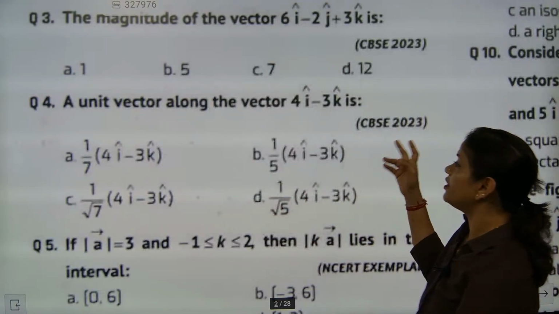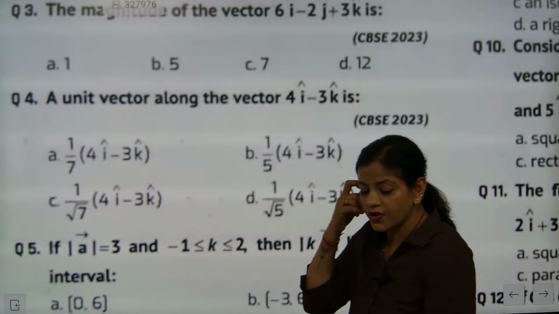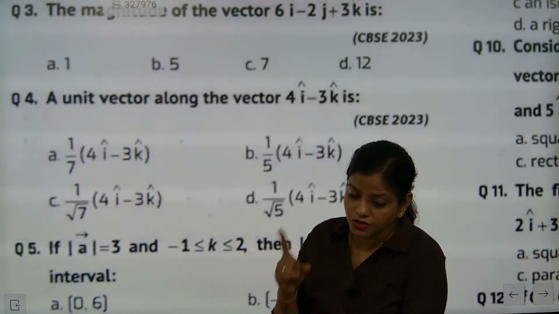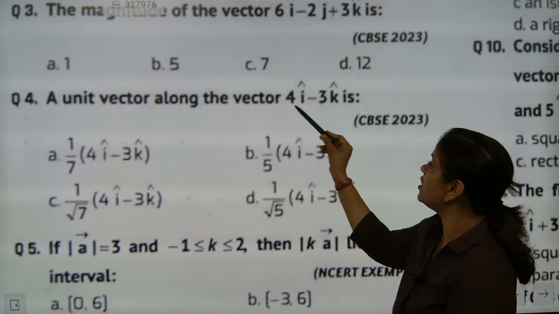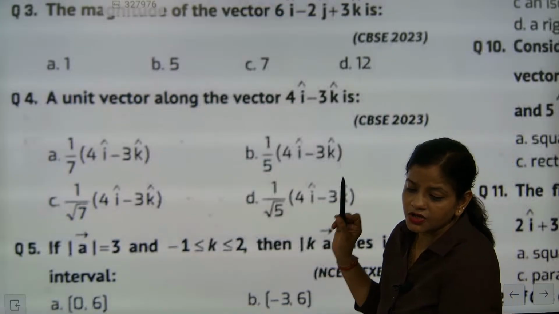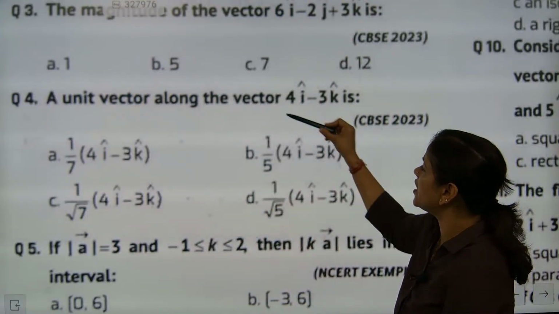This type of question I already told you about in the morning. This question came in the board exam. Check the question which is of 2 marks. They are converting it into an MCQ also, so you need to solve the question very cleverly. Find a unit vector along the vector 4i minus 3k. So definitely you have to find a unit vector.